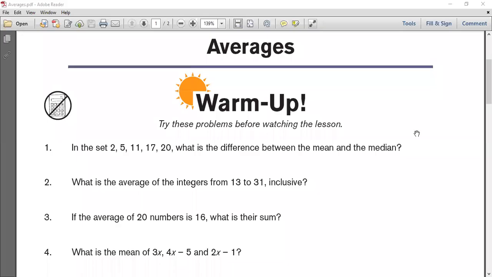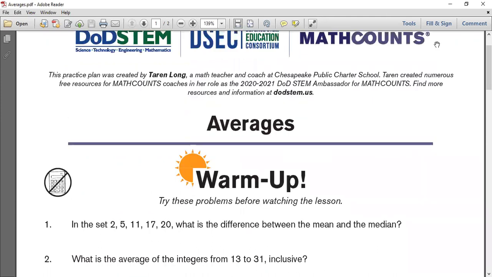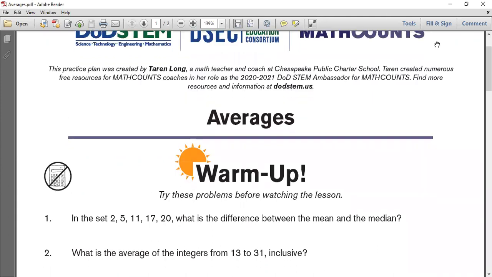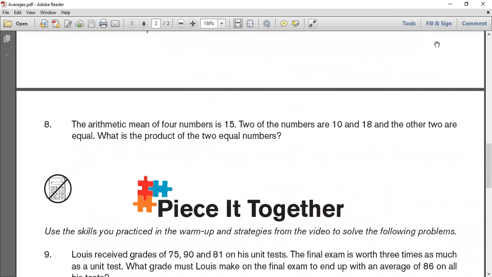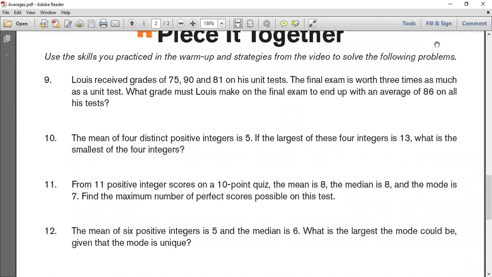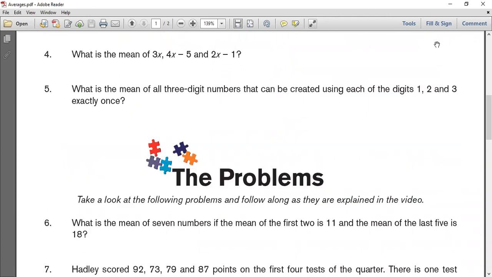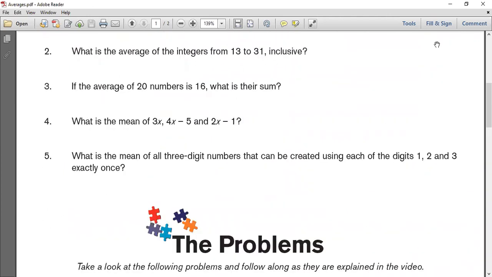Hello friends, today we will be doing Mathscount, a chapter on averages. We'll be doing this worksheet, and it has around 12 questions. So let's start doing it. Let's read the first question.